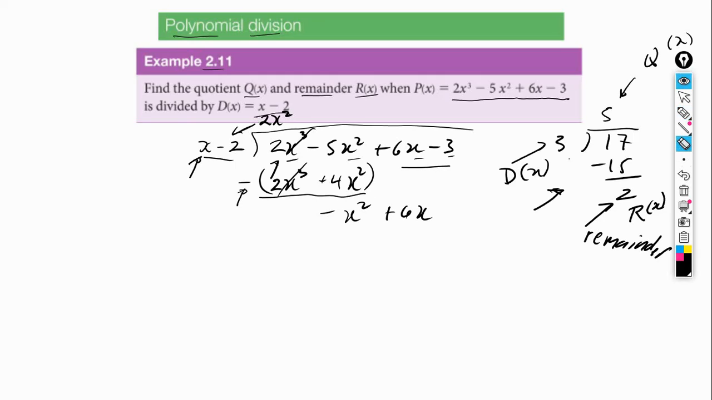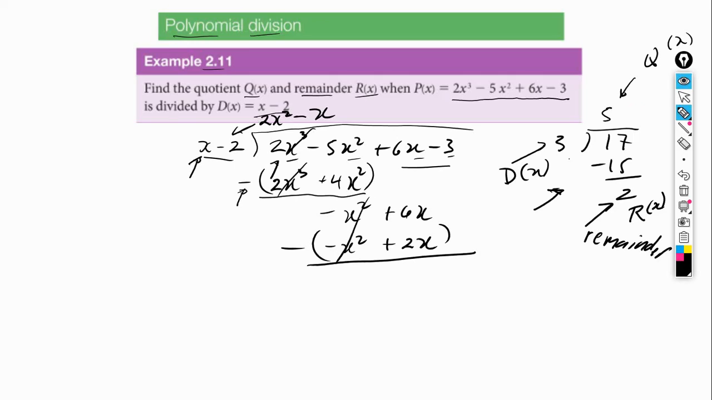So we bring down 6x, and we continue with the same algorithm. The question would then be, what can I multiply x minus 2 times to get minus x squared? And that's obviously minus x. So we write here minus x, and then proceed to multiply. We're going to get minus x squared plus 2x. And then again, we subtract.